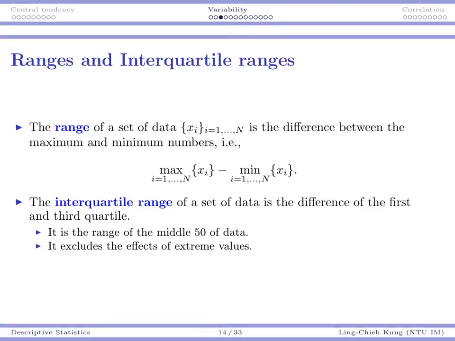That's very similar to the range, but it is the difference between the first and the third quartile. Or you can say that it's the range of the middle 50% of the data. This is sometimes more useful because it excludes the effects of extreme values. Both of these measurements are quite simple and intuitive. When these are larger, we say the data is more variable or more dispersed.